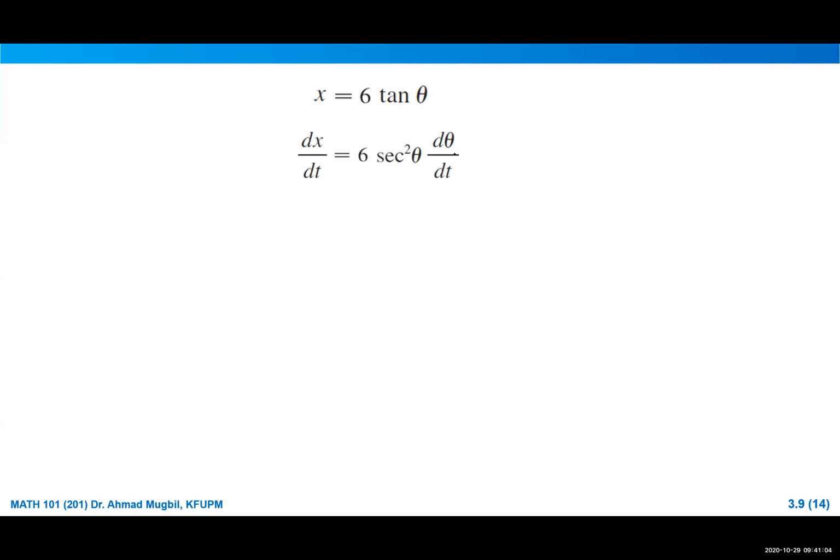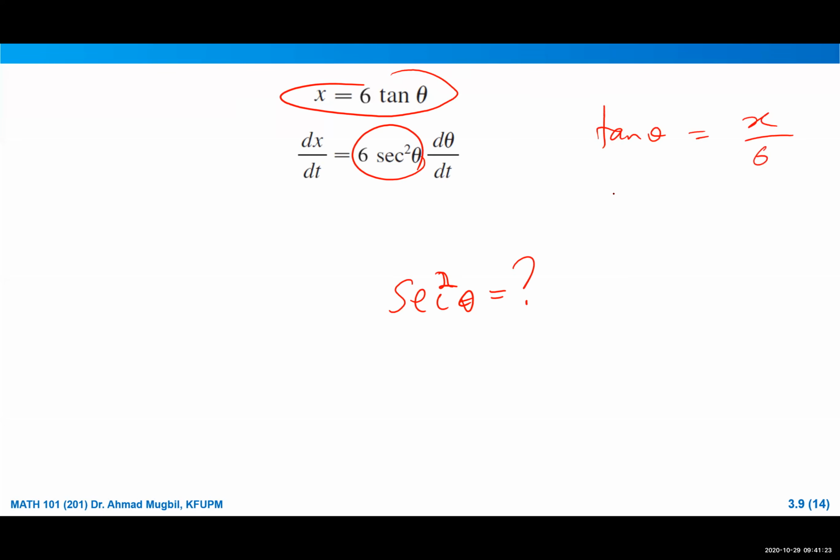Where will I use it? There is no x here. So I need secant squared theta. What is this? There is no x here, Shabab, to substitute. I should find it. Aha, from where? From here. So now we have tan theta equals x over 6. When x is 8, tan theta will be 8 over 6. So what you will do, you will draw the right triangle that you have.